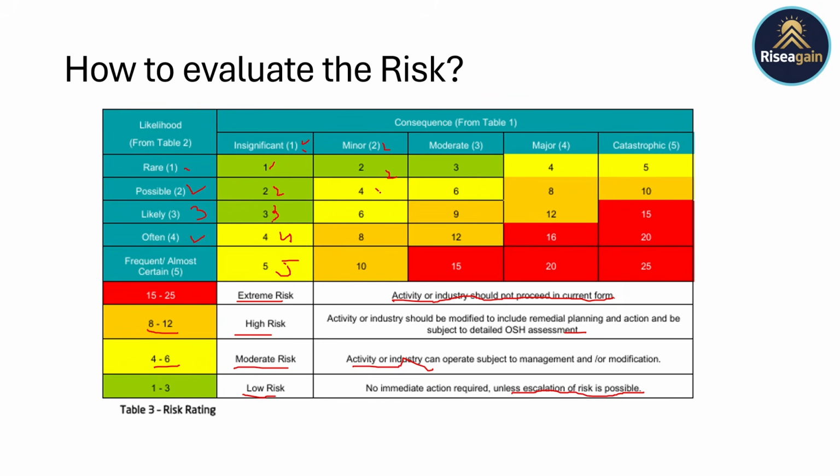So 1 by 2 is 2, 2 by 2 is 4, 3 by 2 is 6, 4 multiplied by 2 is 8, and 5 multiplied by 2 is 10. From 8 to 12, it is high risk, and this is where the action plan is needed. So 5 by 2 is 10.